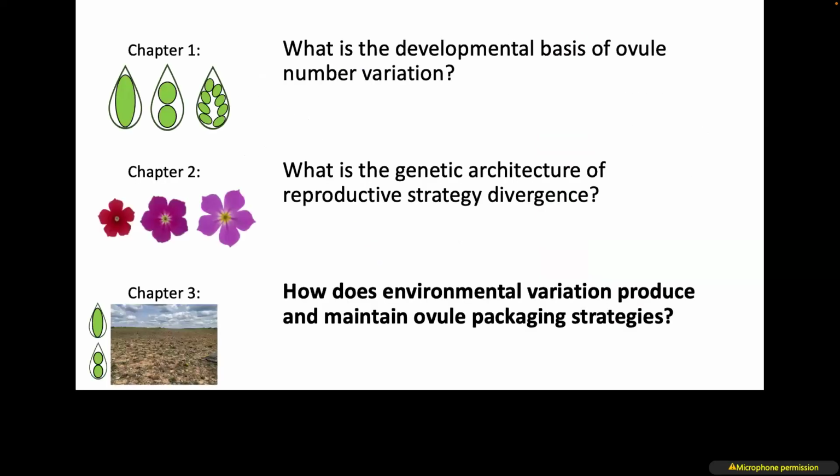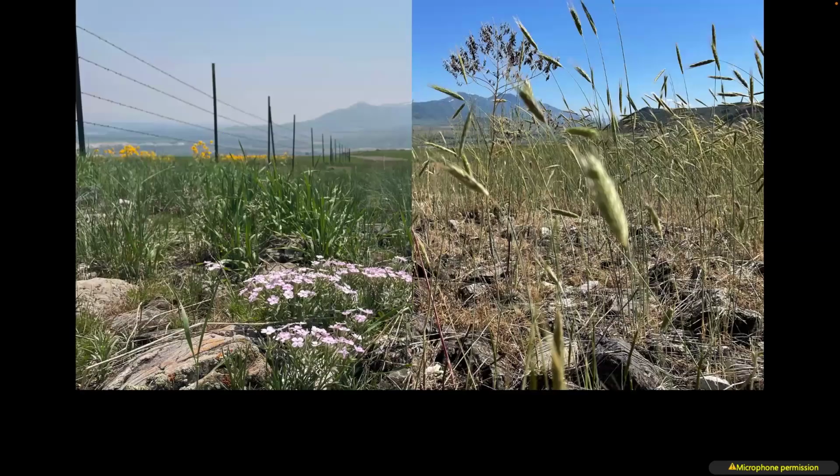So my third chapter, I'm asking how environmental variation may produce and maintain divergent ovule packaging strategies within a particular species. And to do that, I work on a really incredible wildflower called Phlox longifolia. And again, like Elena mentioned, this is a very fieldwork heavy chapter that was largely funded by the Harvard University Herbaria. So thank you so much.